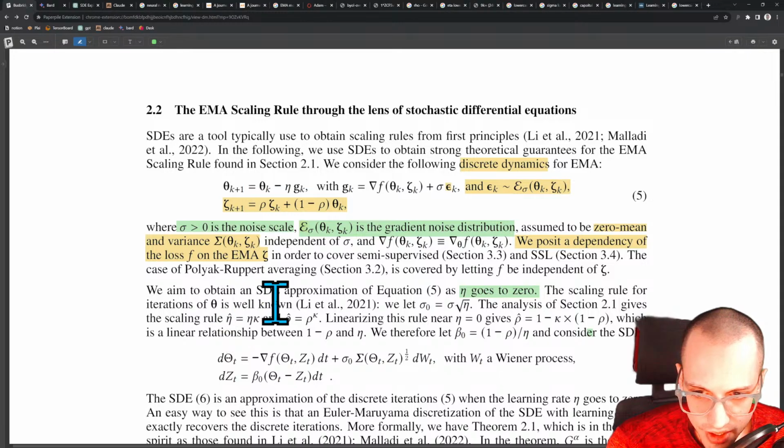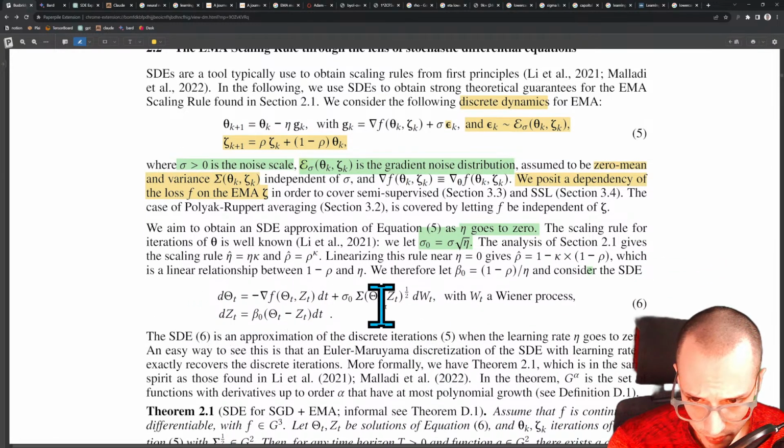The scaling rule for iterations of theta is well known. We let sigma naught equal sigma times the square root of the learning rate, where sigma here is the noise scale. The analysis of section 2.1 gives the scaling rule eta hat equals eta k and rho hat equals rho to the k. Linearizing this rule near eta equals 0 gives rho hat equals 1 minus k times (1 minus rho), which is a linear relationship between 1 minus rho and eta. We therefore let beta 0 equal (1 minus rho) over eta and consider the SDE this.